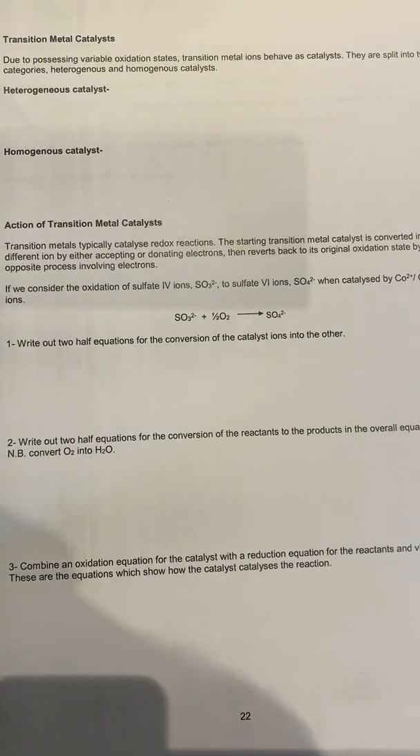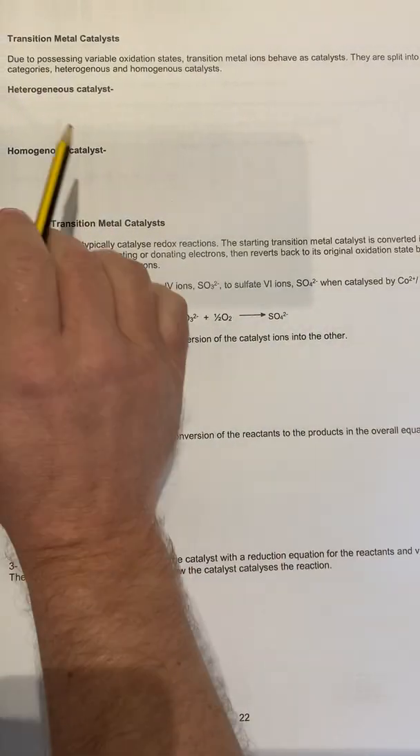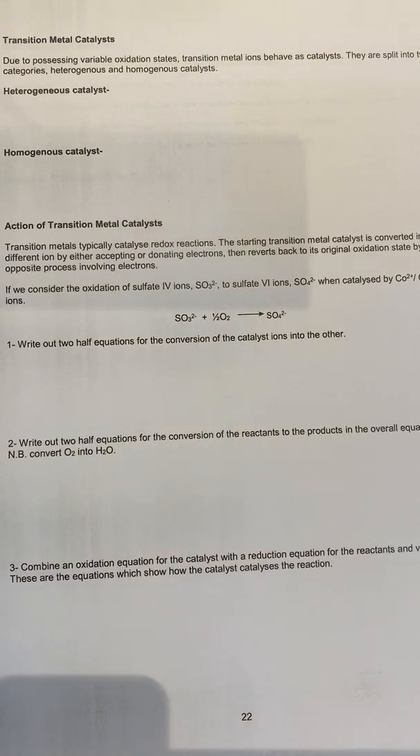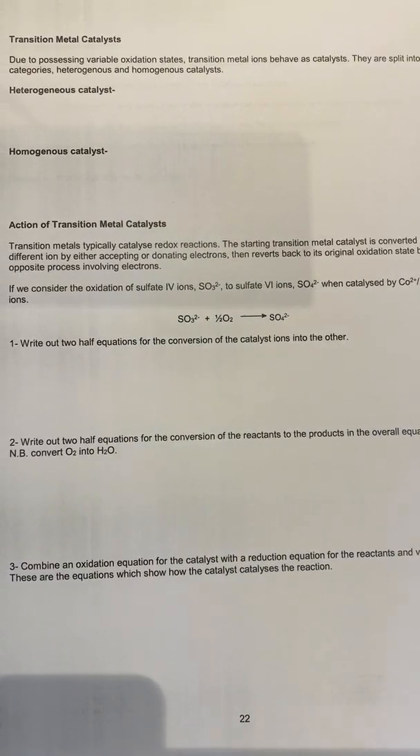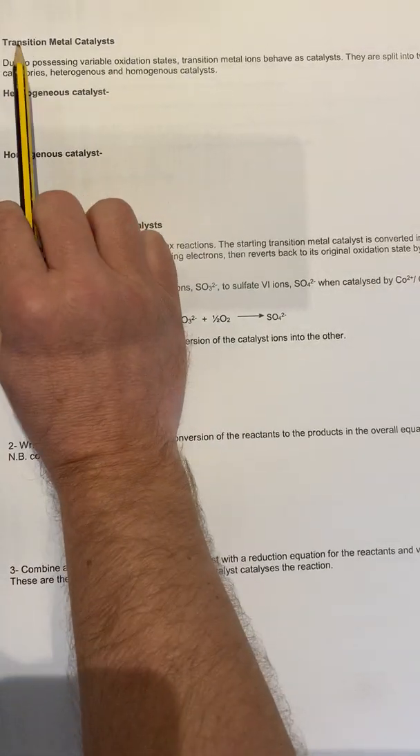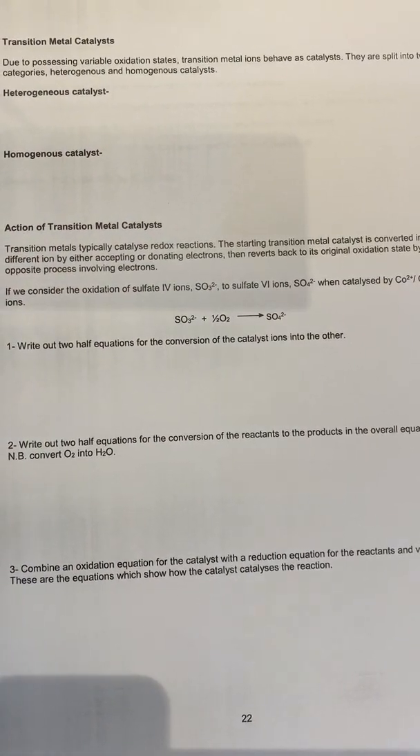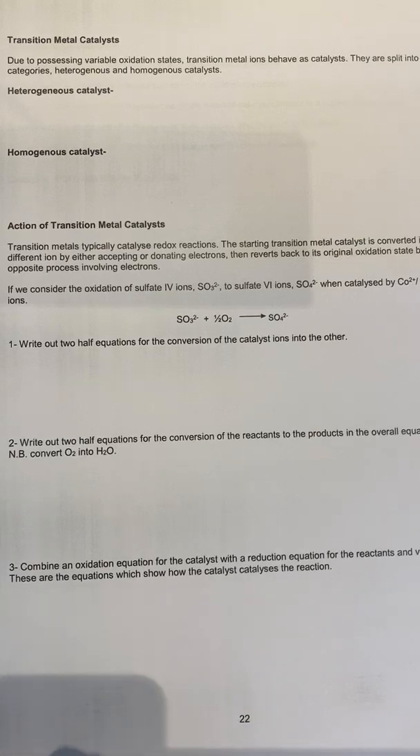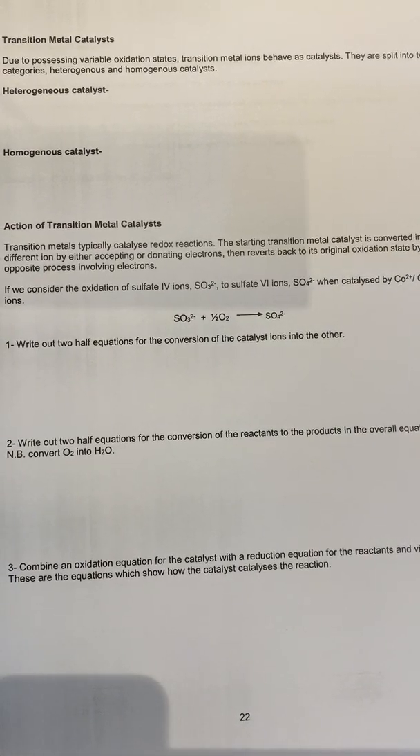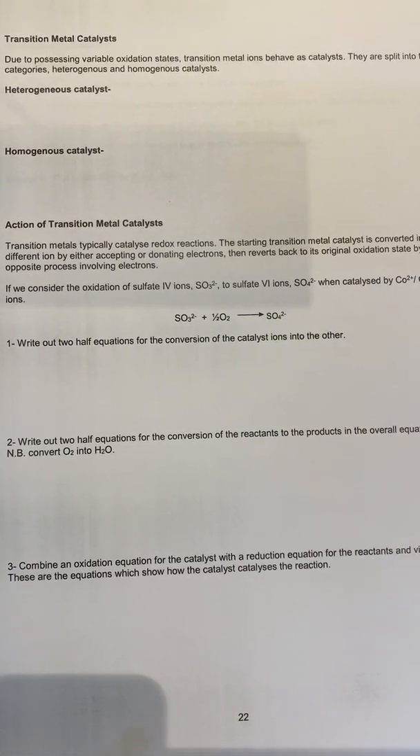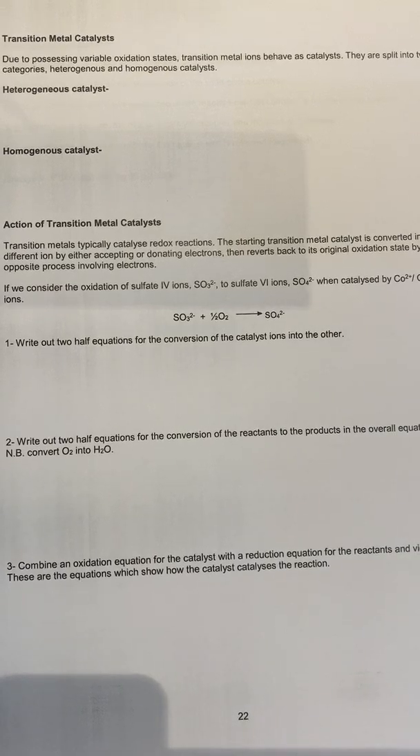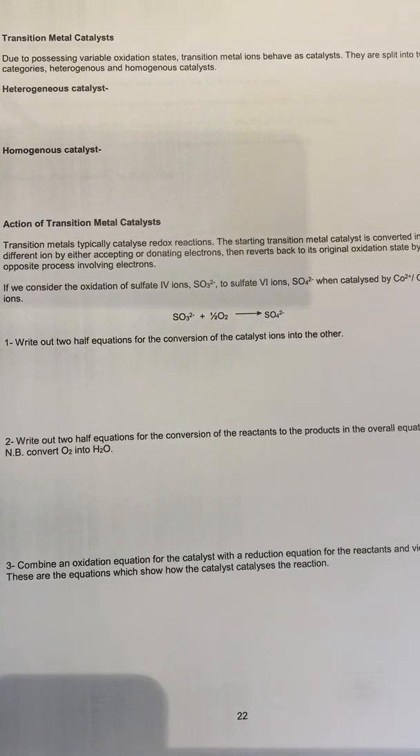Hello again. I just want to do a couple of videos based upon transition metal catalysts. Now, transition metals are very effective catalysts because they have multiple oxidation states. So for instance, if you've got iron 2, it can be converted into iron 3, and then it can be converted back into iron 2.